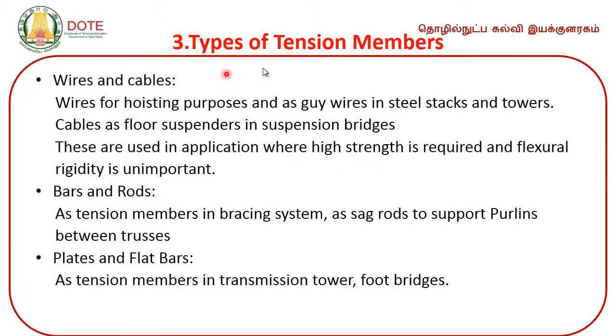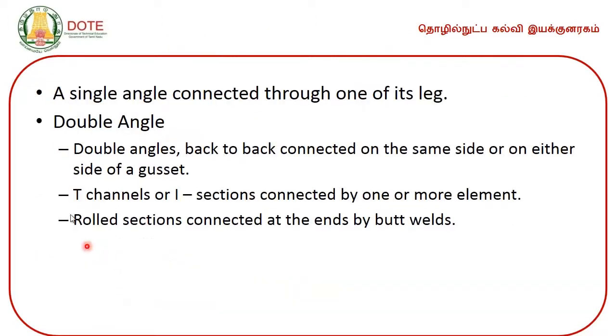Now, we can see the types of tension members, and the types of tension members are wires and cables. Wires are used for hoisting purposes, probably in towers, and cables are used in suspension bridges. These two are used as tension members, and both carry tensile forces. And again bars and rods, of course you can see those in all reinforced concrete structures, and plates and flat bars are used in transmission tower lines and foot over bridges as tension members. And again mostly the angle section is used as a tension member in roof trusses.